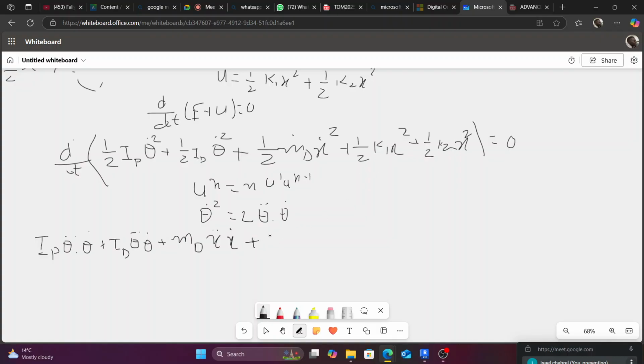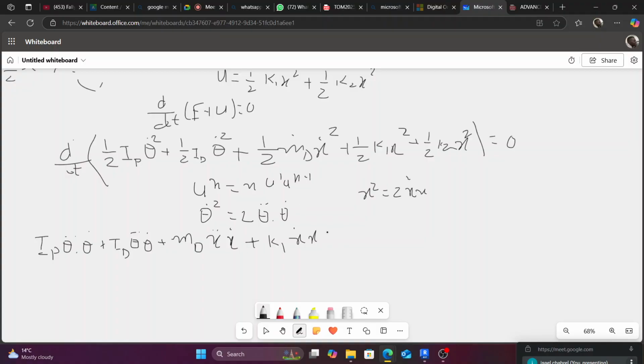What do you have here? You have K1, x dot, x dot. The 2 will drop. You have x dot and then you have x. K2, x dot and x. Do you see it?